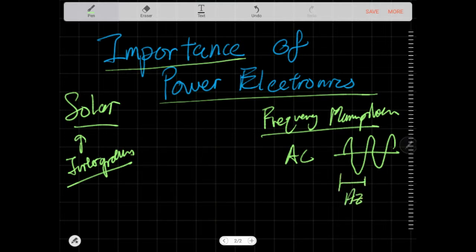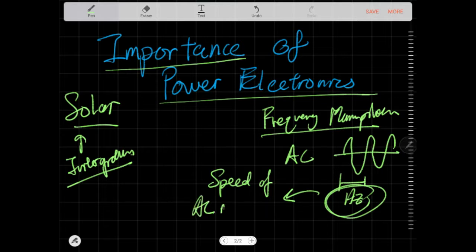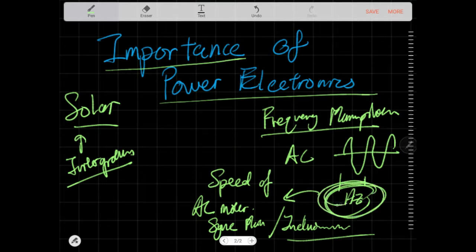How many hertz? And frequency is the thing that controls the speed of an AC motor, whether it's a synchronous motor or an induction motor. So this frequency component is the one that controls the speed. So we've introduced speed control into all of these things now.